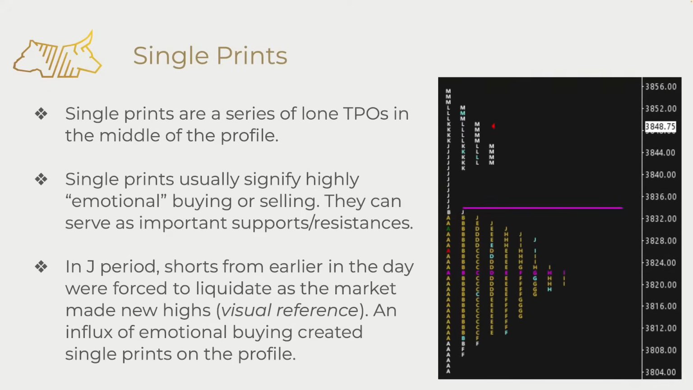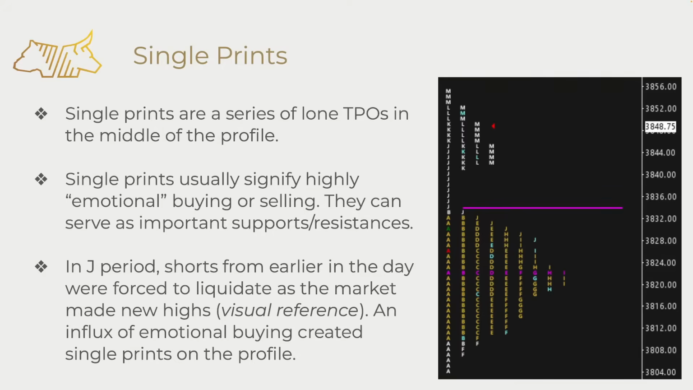Similar to the idea of tails is something that we call single prints. Single prints are a sequence of lone TPOs, kind of like tails, but instead of being at the highs or lows of the profile, they're going to be in the middle of the profile, meaning that there are other TPOs above and below them. Single prints usually signify emotional buying or selling. They tend to serve as important supports or resistances in the market later on.